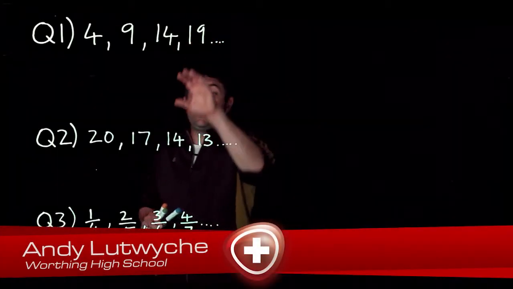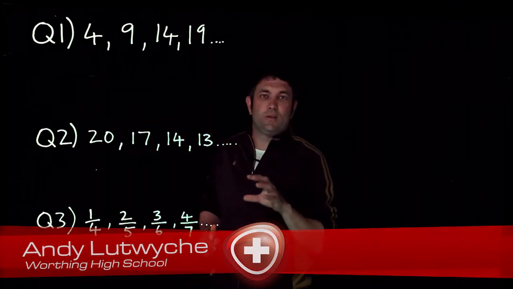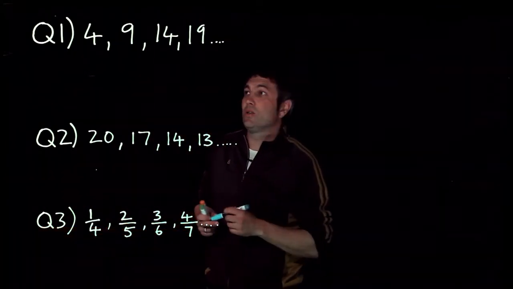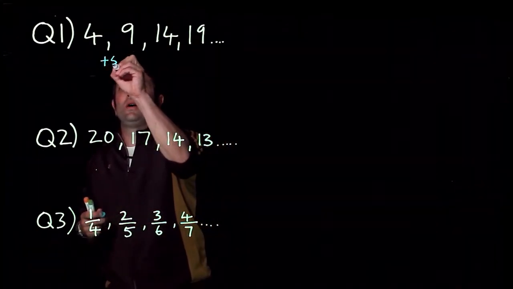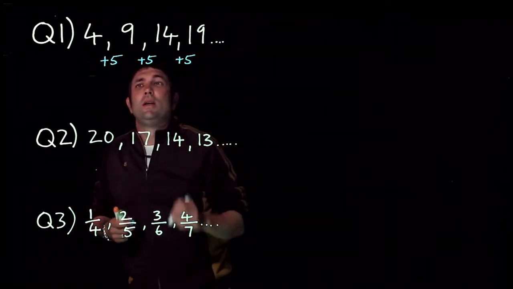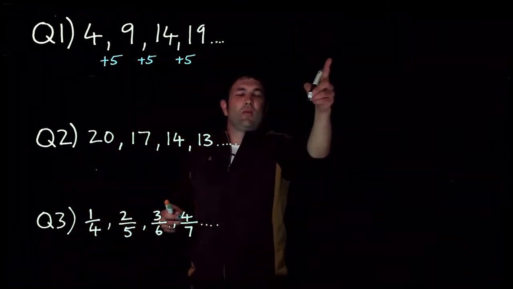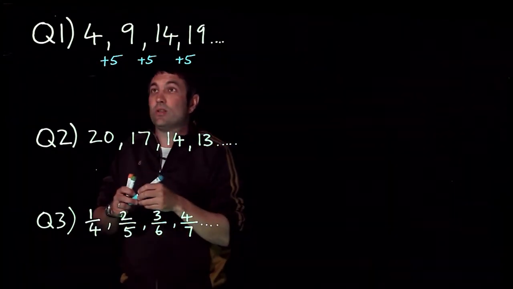Right, we're looking at three sequences and we're asked to give the nth term or the general formula for these sequences. So the first thing I'm going to do is look at the differences up here. So this one's plus 5, plus 5, plus 5. Now, we could easily generate the next few terms, couldn't we? Because it's just add 5, but we're not asked to do that.